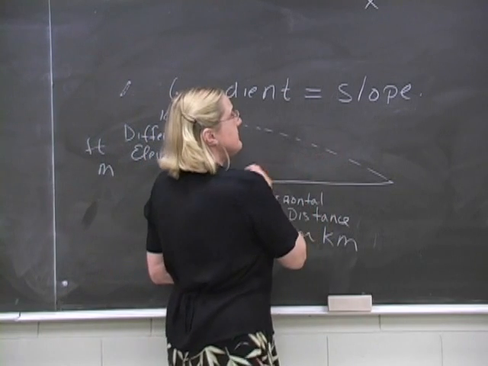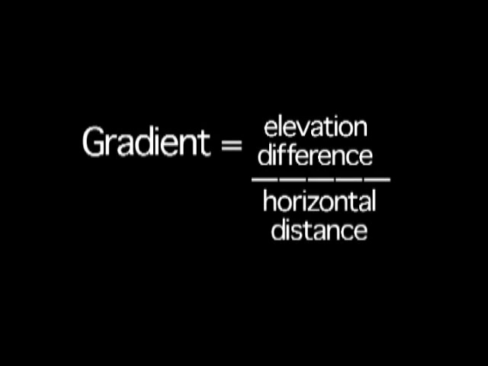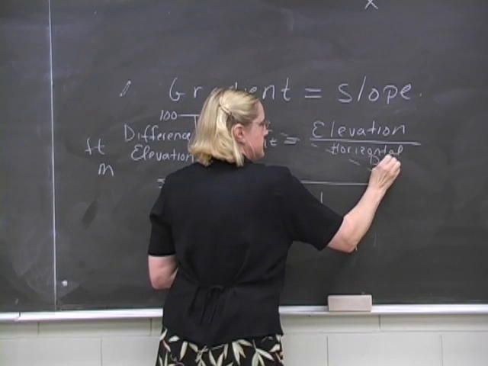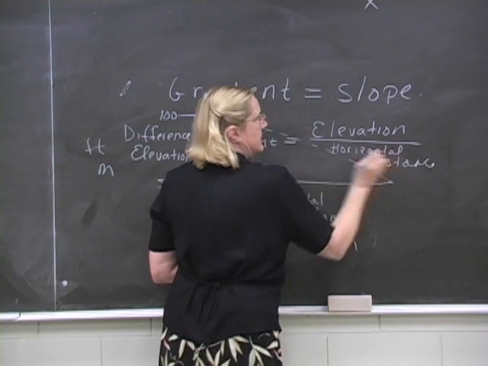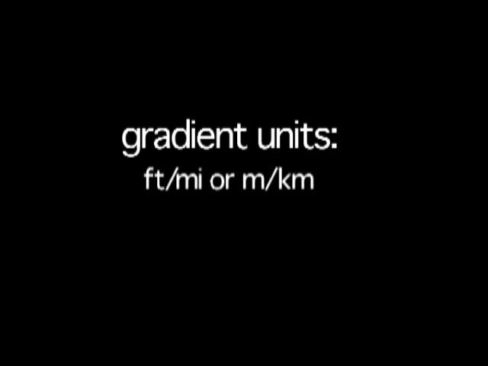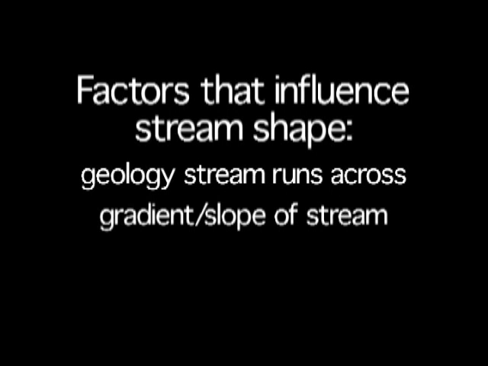And so the gradient is calculated by putting the elevation difference as a numerator, dividing it by the horizontal distance. And usually we keep the units in either feet per mile, or in meters per kilometer. The next thing that controls stream shape is the base level.